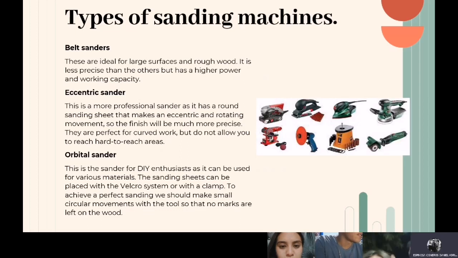Orbital sander. This is the sander for enthusiasts and it can be used for various materials. The sanding sheets can be placed with the Velcro system or with clamps. To achieve perfect sanding, we should make small circular movements with the tool so that marks are not left on the wood.